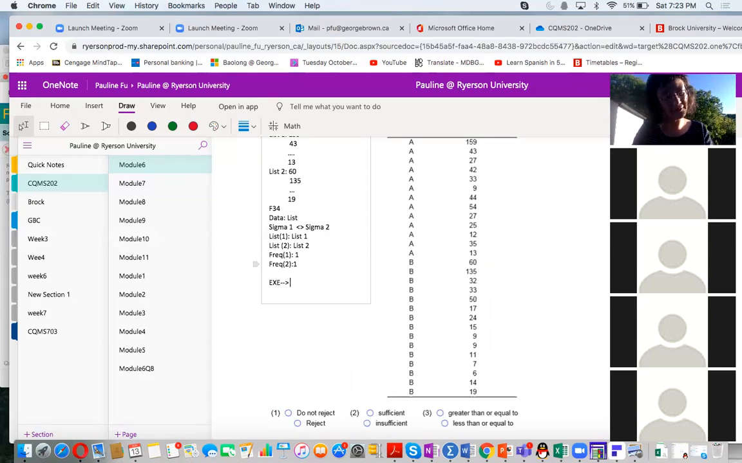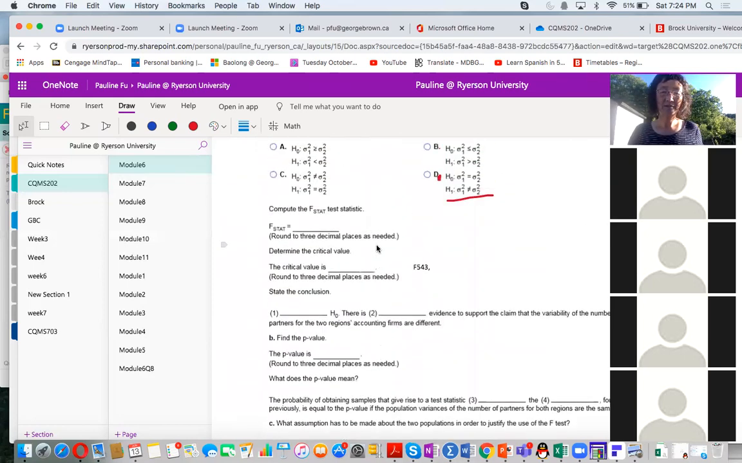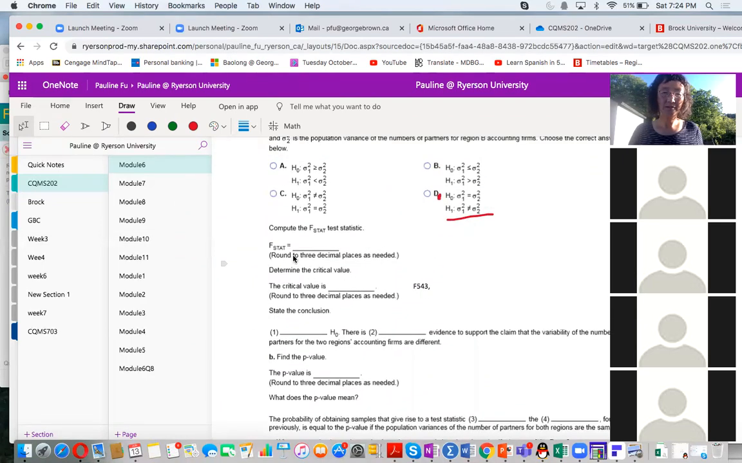You get test statistic F. I get 0.2538. And I also get the p-value. P-value equal to 0.1650. Okay, so that is, we found the F test statistic.